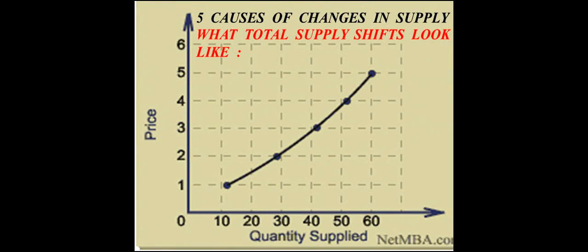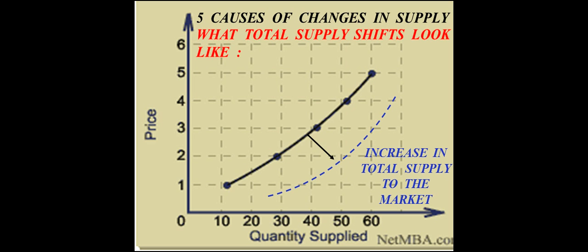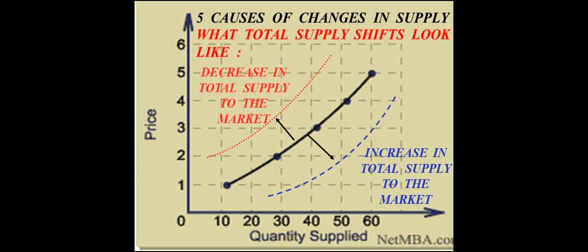Now, of the four other causes other than price of changes in supply to a market, they will have an impact on total supply, which means that our supply curve is going to shift on our chart. If there is a factor that will increase total supply to the market, our curve will be shifted to the right. If there is a factor that will cause a decrease in total supply to the market, our curve will be shifted to the left.